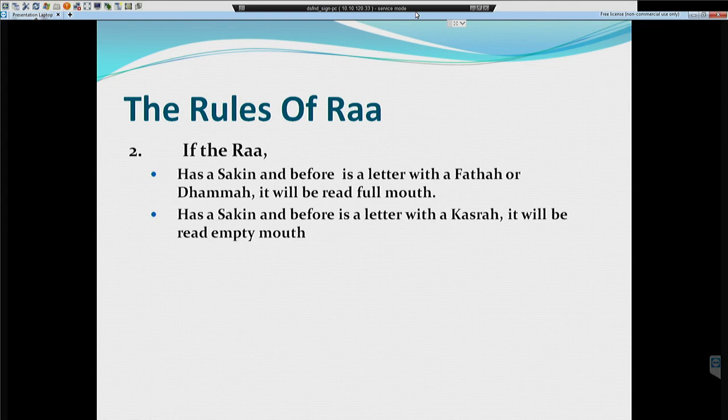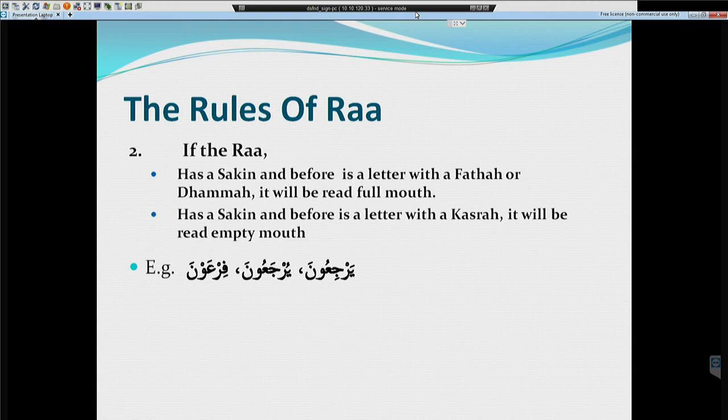And this is a little bit harder, it's a little more deep into the tajweed. For right now, I feel that it's suffice to know that if the ra has a sakin and before it is a kasra, it will be read empty mouth. And if it has a sakin and before it is a fatha or dhamma, it will be read full mouth. So example for the first one, yarji'una. In this you'll notice that this ra has a sakin on top. The one before it is a ya, it has a fatha on it. So this follows the first one.